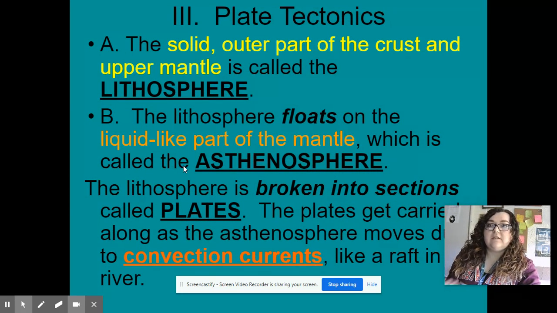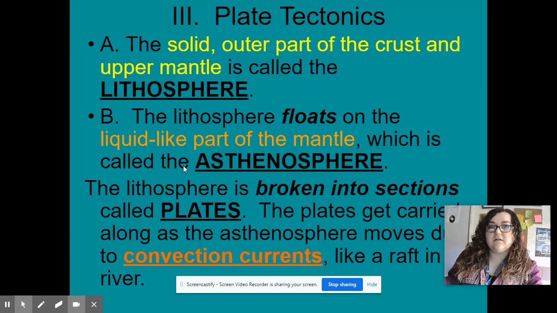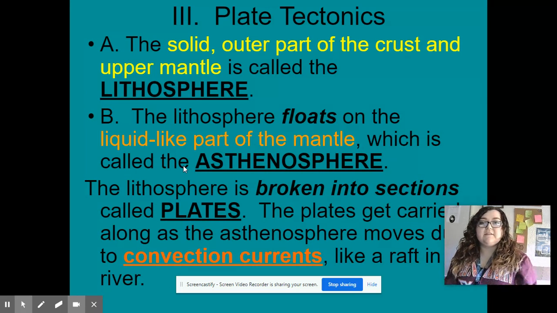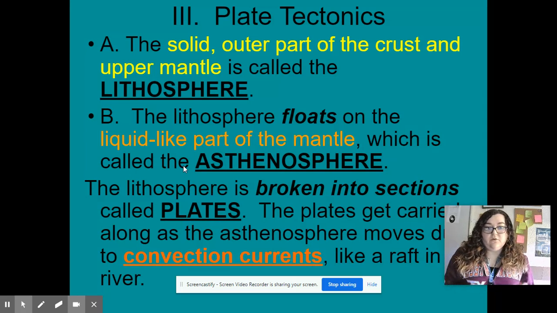So now that we've got the layers of the earth down, we need to talk about those pieces that are floating on top that we live on. So plate tectonics, this is the solid outer part of the crust and the upper mantle. This is called the lithosphere. Sorry if my speech impediment made that a little weird, but the lithosphere. So this floats on the liquid-like part of the mantle, and this is called the asthenosphere, which is what I mentioned a couple slides back.